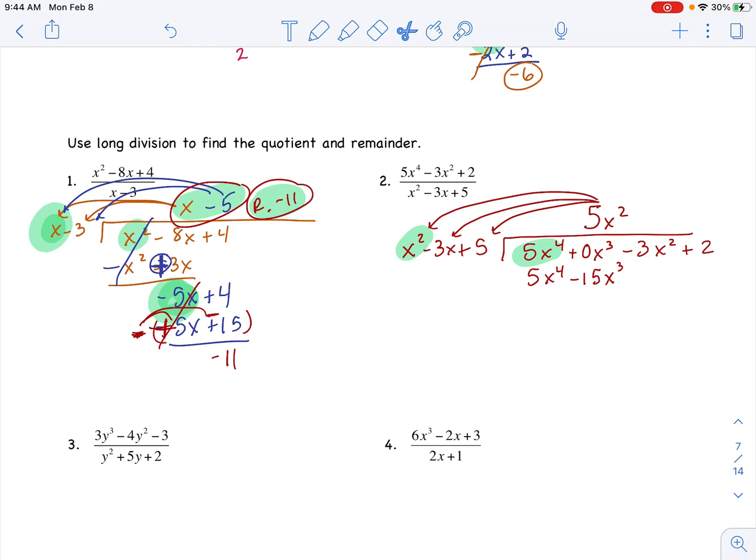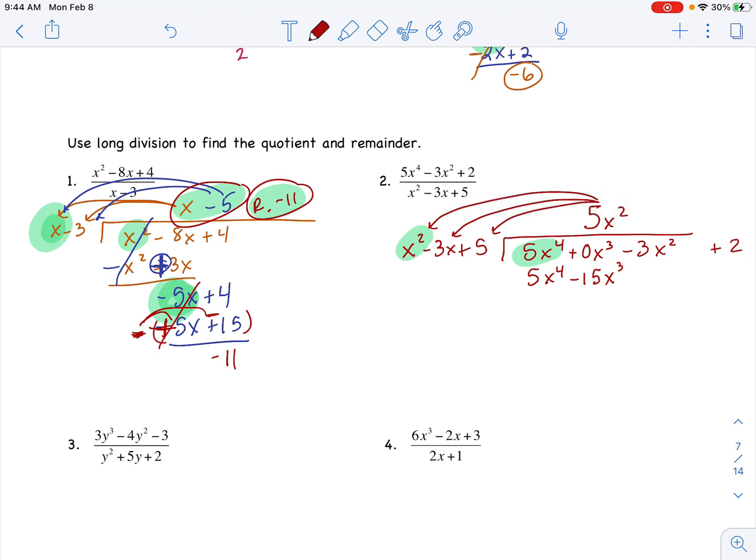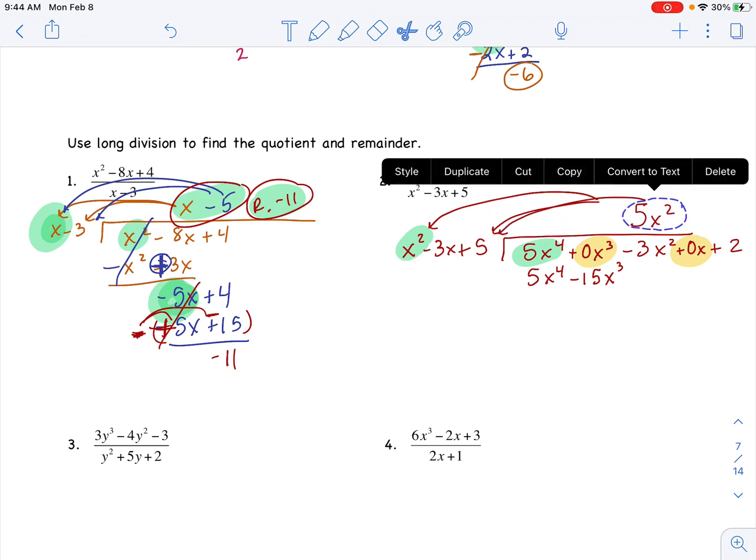I'm also missing over here a placeholder for x. So I also need a placeholder there. So there are all these placeholders. If you have a variable that isn't represented, right? An x to the 3rd, an x squared, an x, whatever it is, you have to put in a placeholder. So I'm also going to move this guy, right, because it's now in the wrong spot.